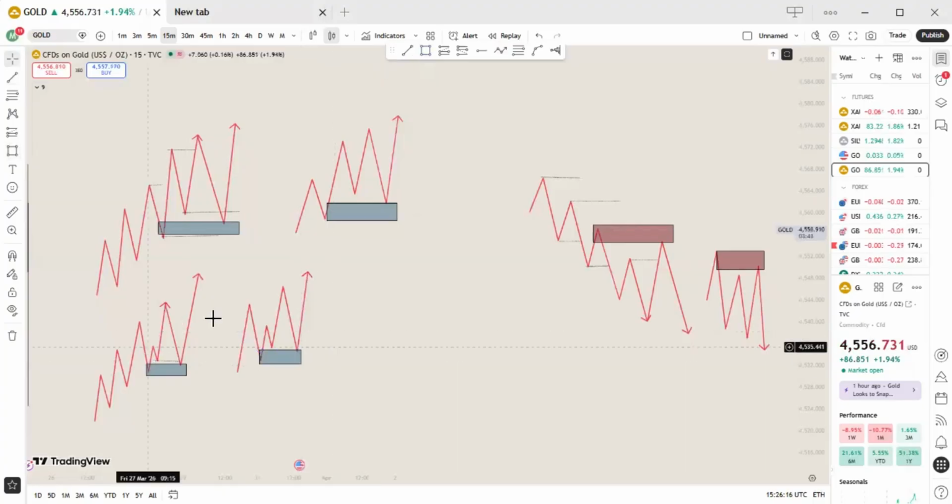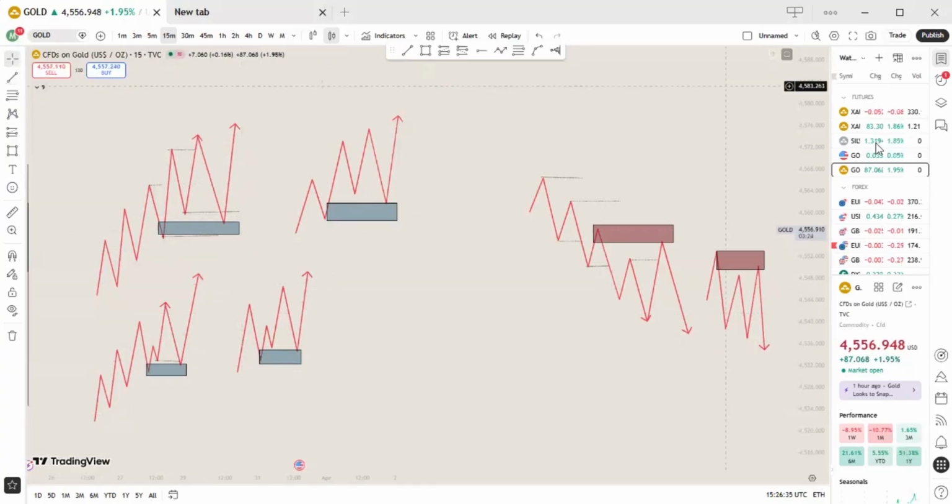This is for the blue pattern. These ones, the cool pattern and the hot pattern, are liquidity after a break of structure. But this right here is liquidity before a break of structure. Now this is for the bullish version of the blue pattern.